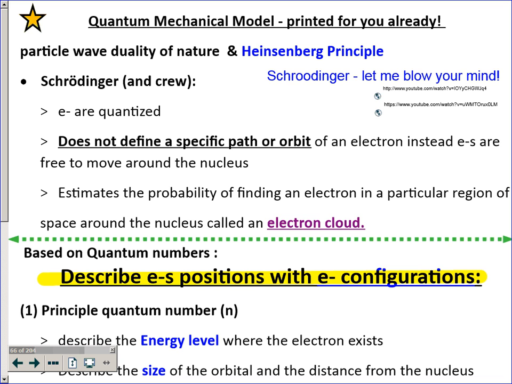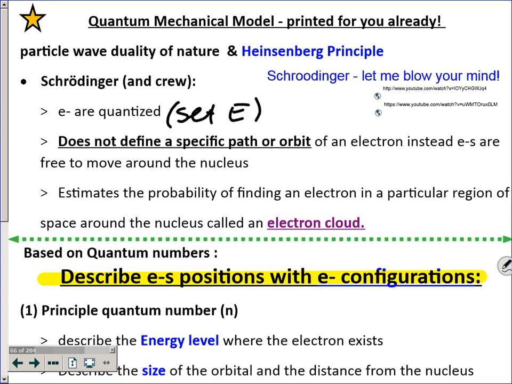So Schrödinger and his crew said the same thing that Bohr did. Electrons are quantized. What does quantized mean again? Have a set amount of energy, right? Bohr said the set energy was based on how far it was from the nucleus. Really similar story. They both agree electrons have a set amount of energy. So Bohr said it has a set orbit, ring, ring, ring, ring. But the quantum mechanical model said that it does not have a specific orbit. It does not have a specific path.